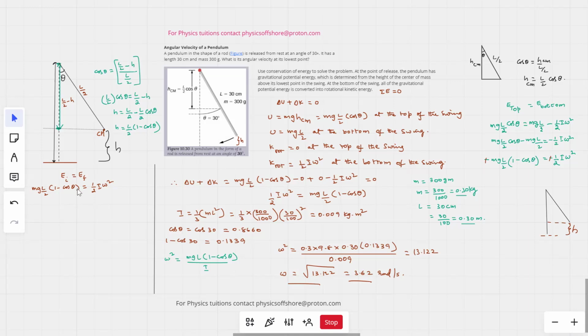So these are the two different ways to solve the problem. One is directly equating E initial to E final, considering the center of mass at a height of L by 2, solving for h, and then finding omega. The other is this one: at the extreme position, we have only gravitational potential energy. At the lowest point, we consider the center of mass at a height of L by 2 from the lowest point or from the pivot. You can consider anything. Then substituting the values, you will get the answer. This is just conservation of energy, nothing beyond that.